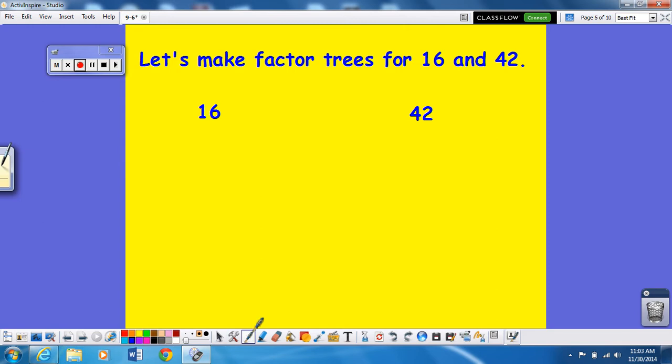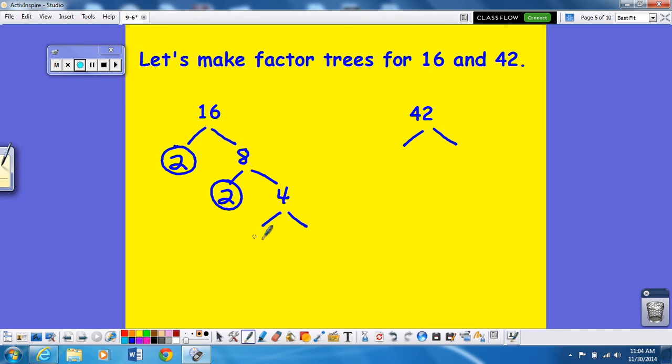So let's practice some. Let's make a factor tree for 16 and 42. So I'll go ahead and draw my little beginning branches. For 16, I'm going to do 2 and 8 because I know 2 is prime, and that's going to start me off already with a side of the tree I don't have to worry about. Could have done 4 and 4. That would have worked just fine. Let's go ahead and break my 8 down. 2 times 4 is 8. That's prime, so I'm done with that. Now I've got to still break my 4 down. 2 times 2. 2 is prime.